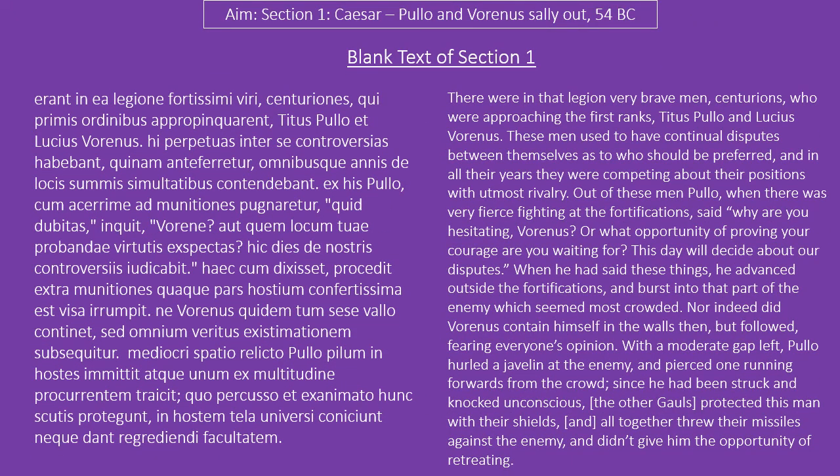And that is it. That is the full part of section 1, describing the first bit of Pullo and Titus.